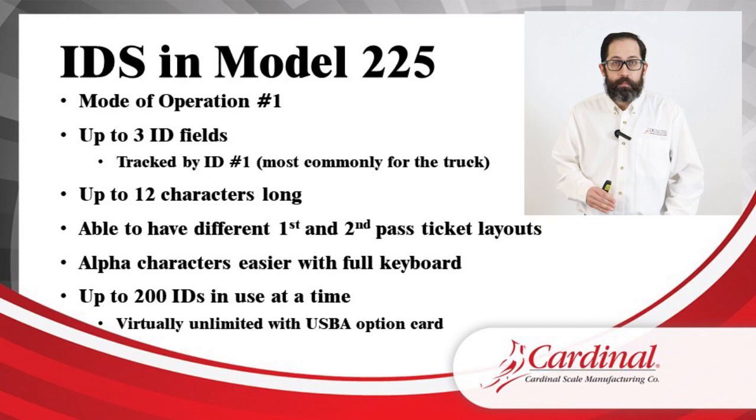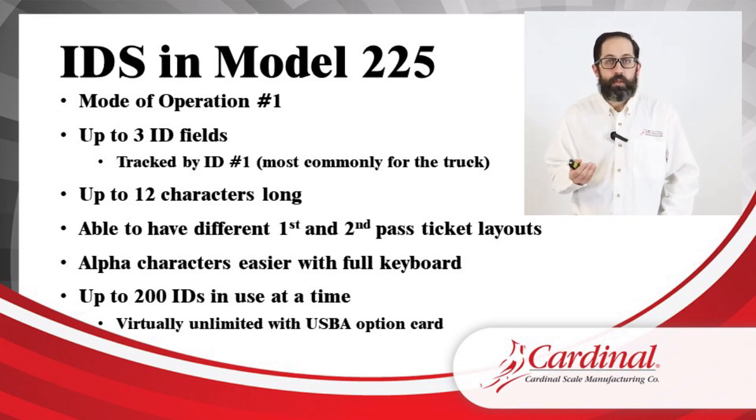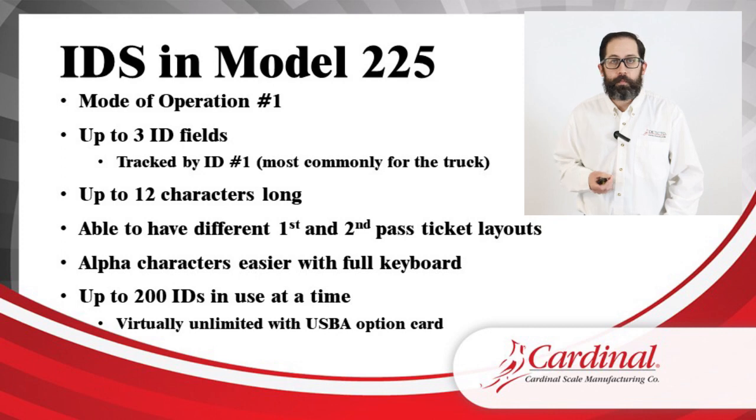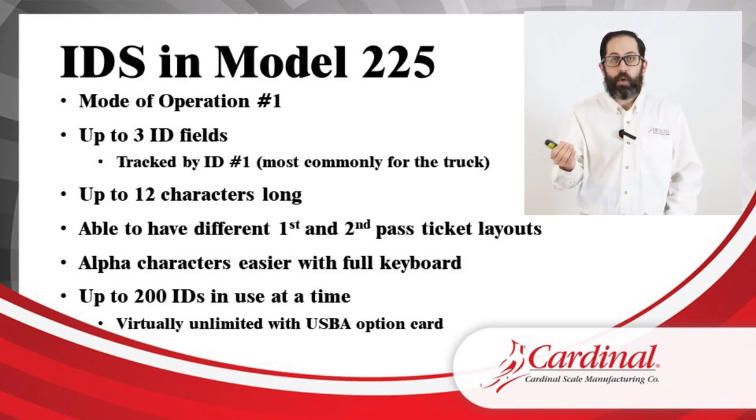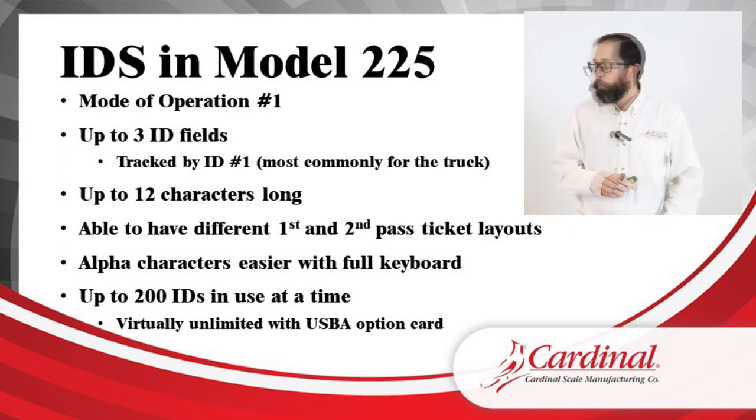So with the 210, it was just the truck or just the rail car or just whatever the container is. With the 225, we're able to have 3 different fields, so we can have maybe a truck and a trailer and a product. In the examples we're looking at today, I have them set up to be a truck, a product, and a customer. These things, as I mentioned, are user configurable. You can change the names, so it doesn't have to just say ID1, ID2, ID3. It can say things like truck and product and customer, which again, we'll see in a moment.